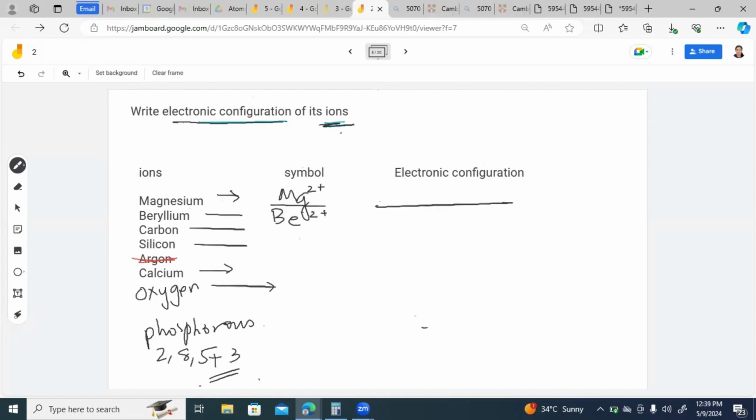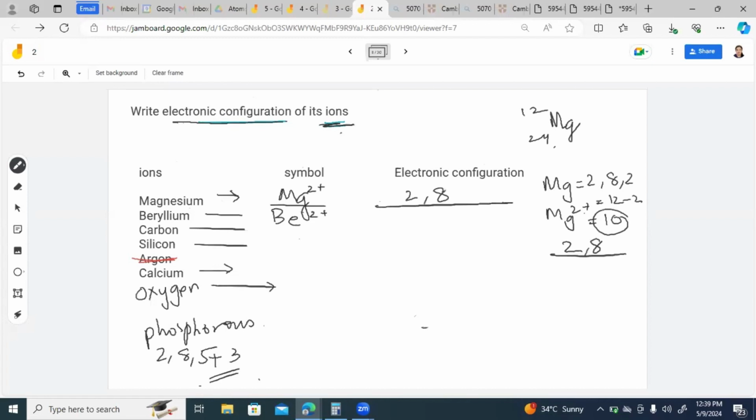Now let's write its electronic configuration. Magnesium is 12 and 24. Look, the neutral magnesium is 2,8,2. And when we write the magnesium ion, we write the proton number 12, and over here we have plus 2, so we will write minus 2. So over here it would be 10. And 10 would be 2,8. Are you getting it? Because we subtracted 2 electrons, because it's 2 plus.